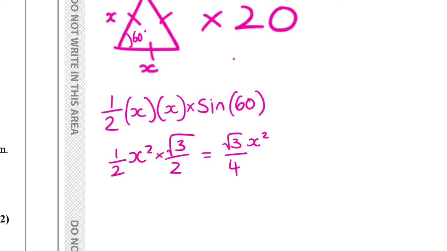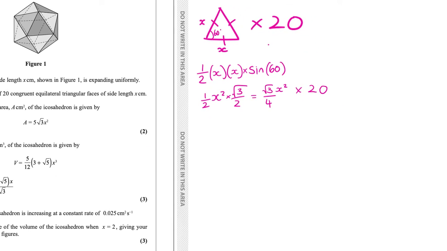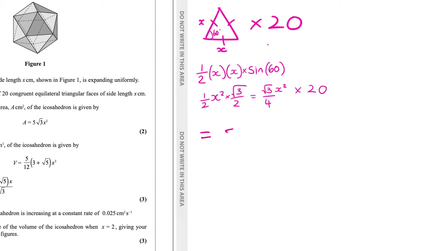This is the area of one triangle. How many triangles have I got? 20. We're going to multiply this by 20. And believe it or not, what are we going to get? 5 root 3 lots of x squared. How simple was that? It was, wasn't it? Brilliant.